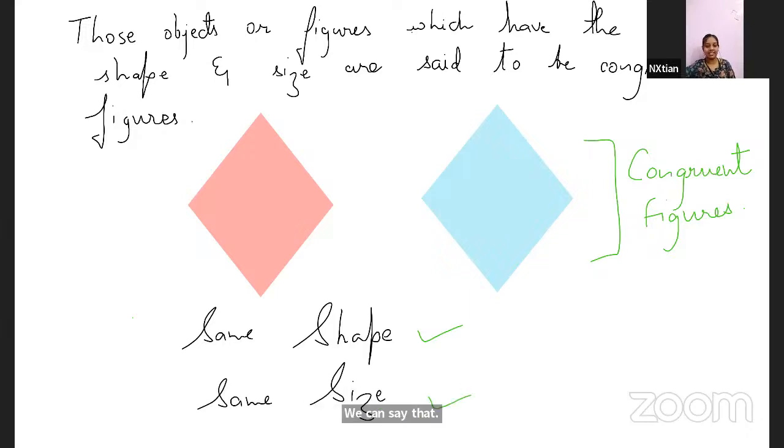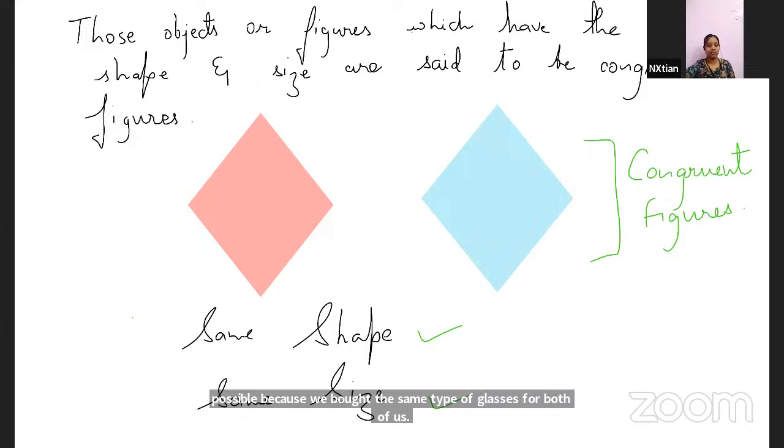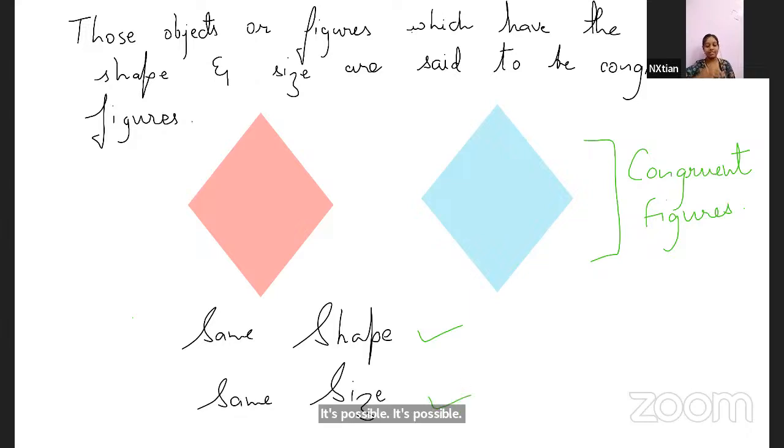Okay. It's yes and no, because when you are placing your glasses and your father's glasses, they should exactly overlap, both the surfaces should be touching exactly. So you can try it out, just don't break any glasses, to check if they are fully congruent, covering each other. It's possible because we bought the same type of glasses for both of us. Since size, shape, and everything is the same, it's possible.